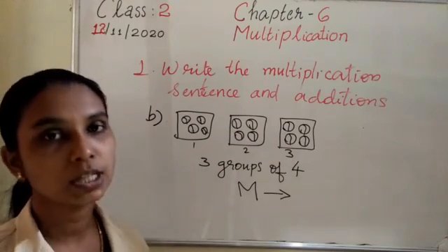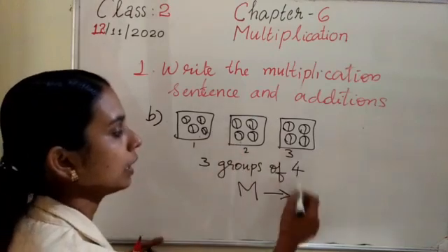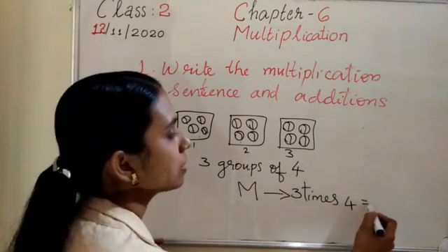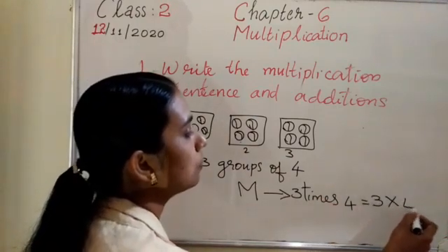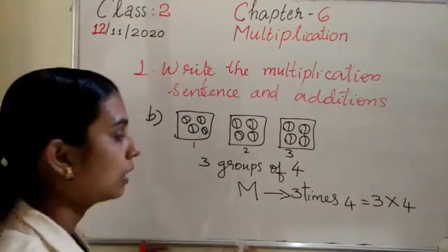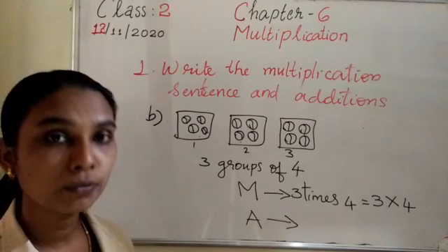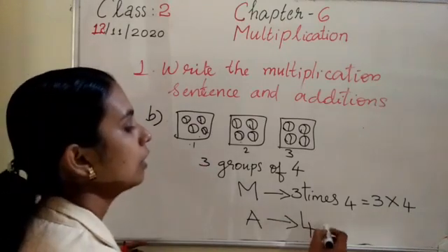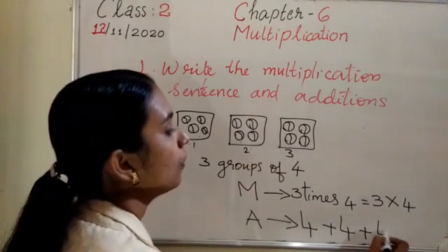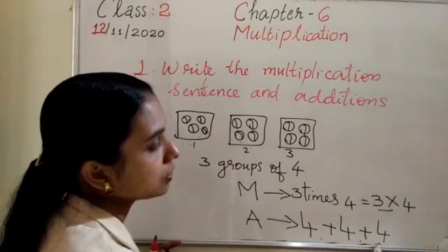How many times 4? 1, 2, 3 times 4. 3 times 4. The multiplication sentence is 3 into 4. And what is the addition sentence? How many times do you have to add 4? 4 plus 4 plus 4. That's it. So this is the multiplication sentence and this is the addition sentence.